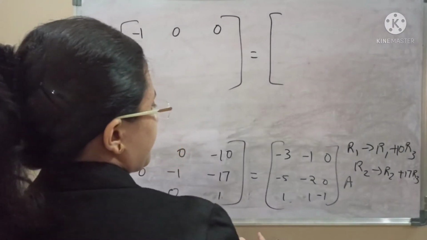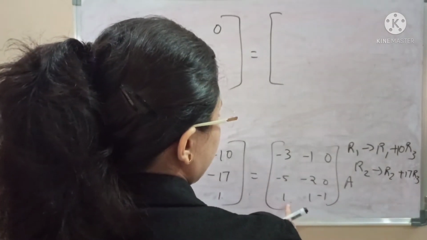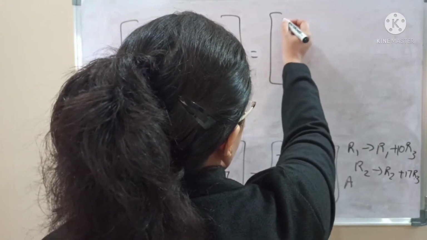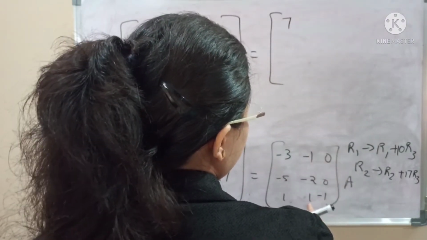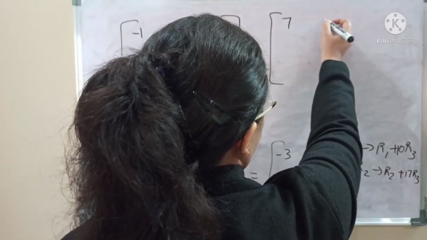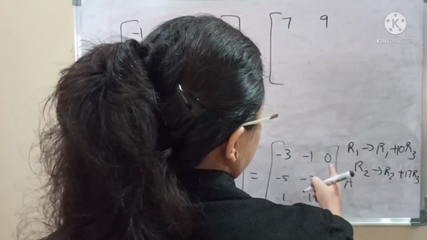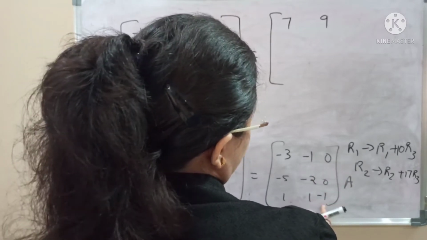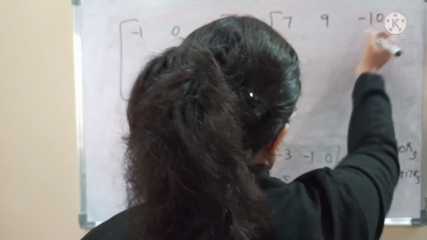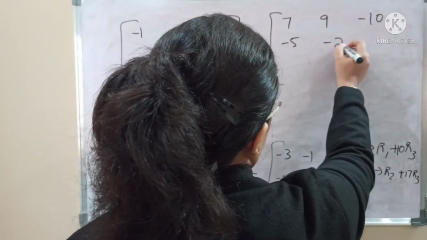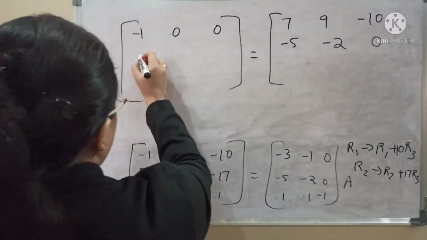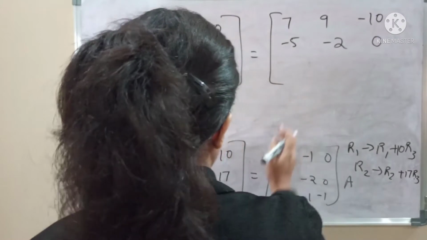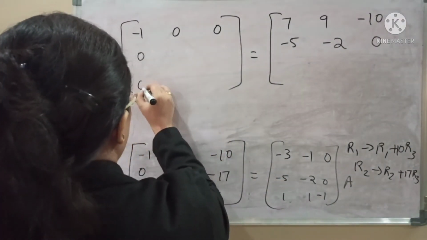Similarly here. Minus 3 plus 1 into 10 will be 7. Minus 1 plus 10 will be 9. Here 0 plus minus 10, right? So minus 10. Second row there is no change. Okay, yeah. Second row will be changing. Third row will remain as same.